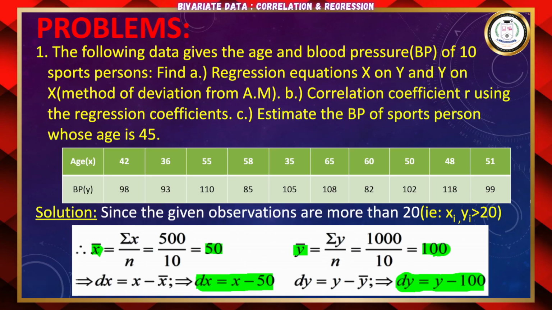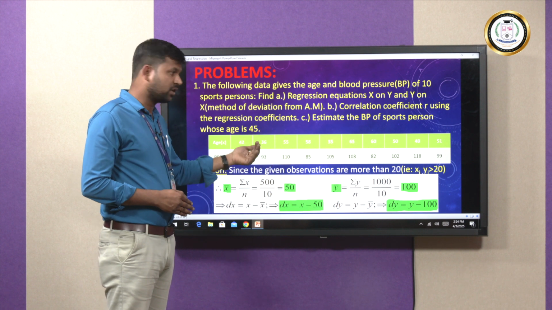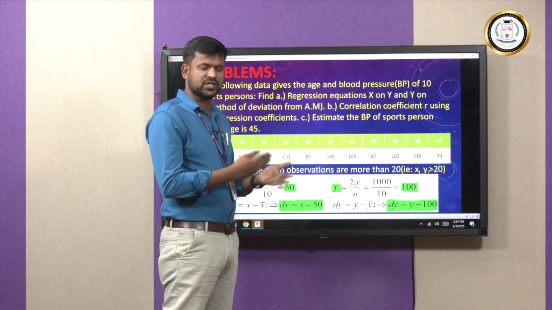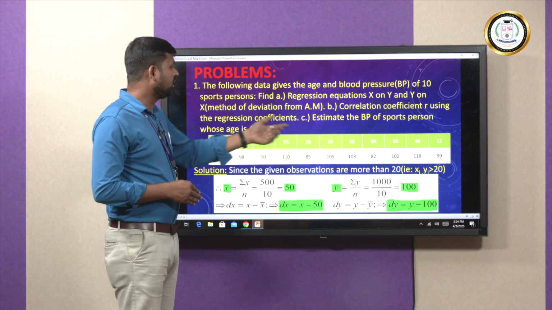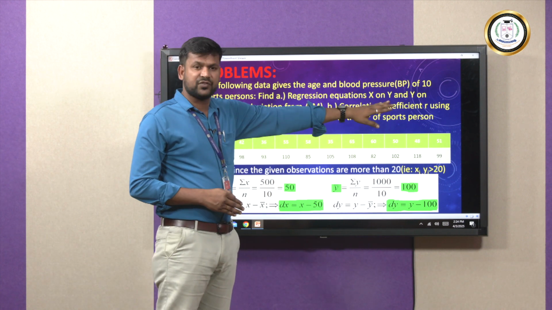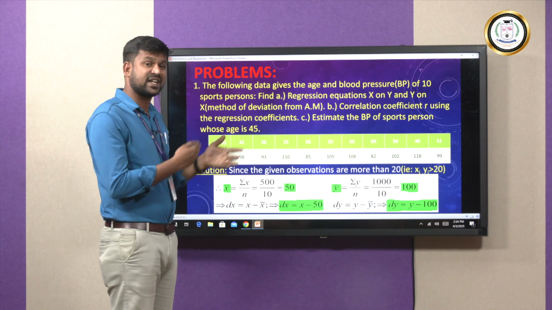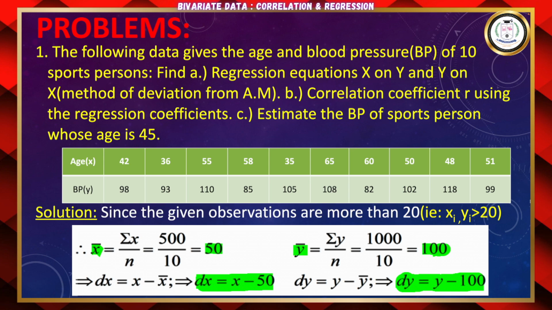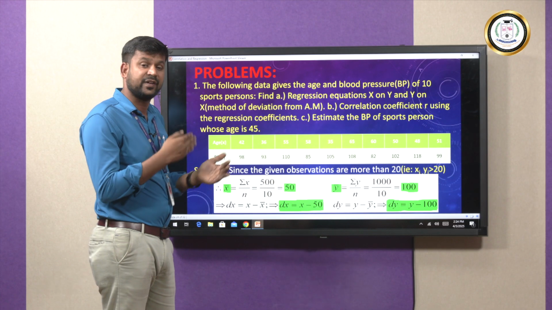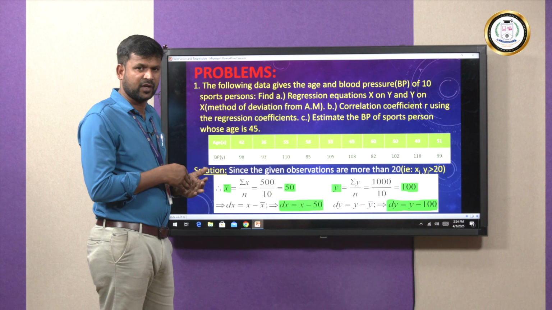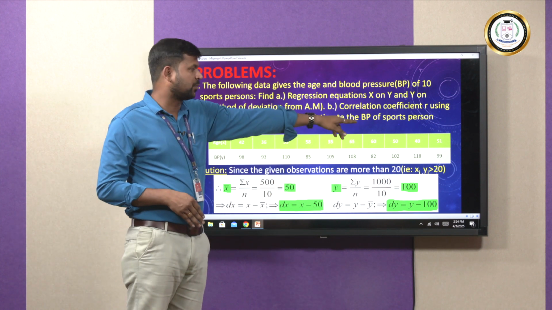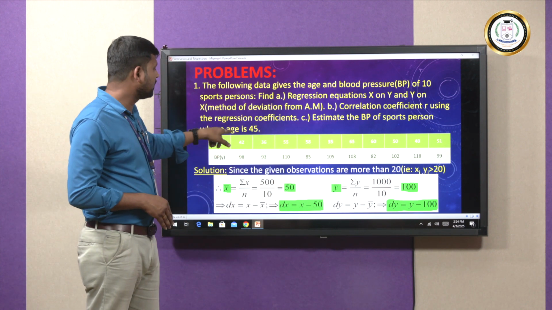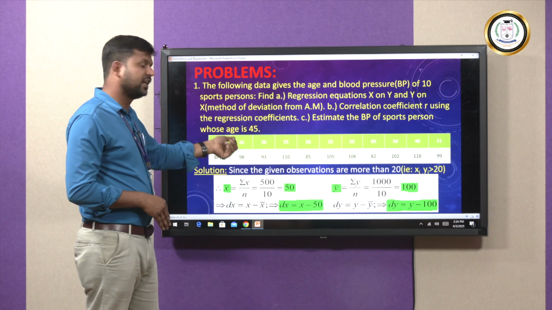And as I told, we're going to see a problem where the data are greater than 20, which is nothing but ages and blood pressures. So here additionally we have the questions: regression equation of x on y, y on x, which is as usual. Additionally, look at the second one, the correlation coefficient using regression coefficients, as we already saw in the formula. And the last one, as I told you in the beginning when we took up the topic of regression, is that we can find the dependent value using the independent value. Based on that, part C: estimate the blood pressure, which is the dependent value, using the age, which is the independent value.